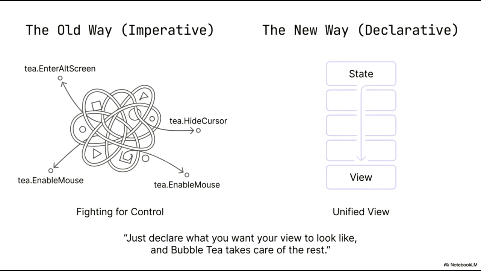Bubble Tea shifts this paradigm toward a unified, declarative view. Instead of managing the how of terminal manipulation, you focus on the what. You define your application state, and that state flows through a streamlined process to produce the final view. You simply declare what you want the interface to look like at any given moment, and the framework handles the complex terminal orchestration on your behalf.